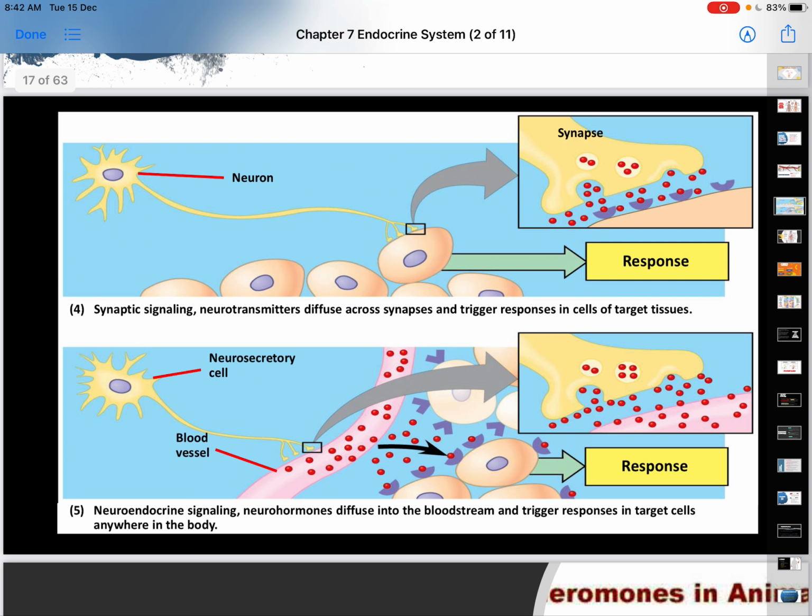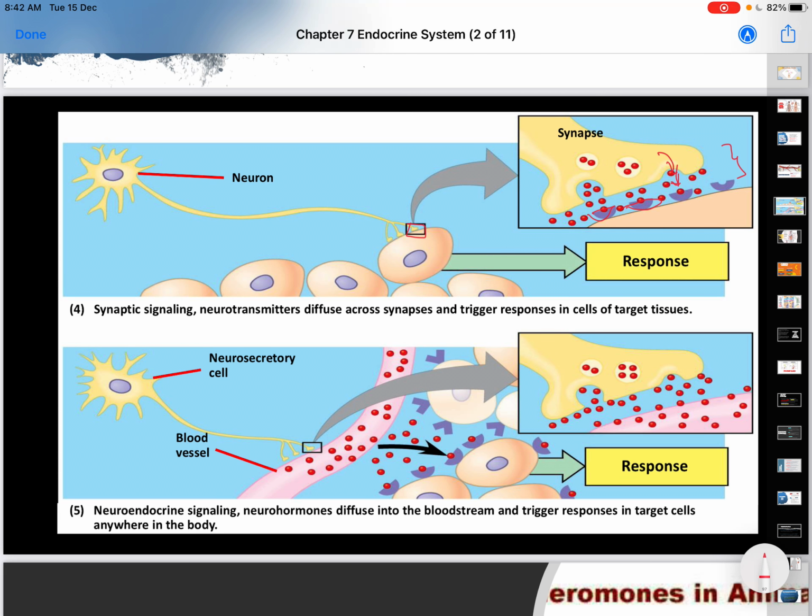Okay, so these are the examples in terms of diagram. For synaptic signaling, this is a neuron, and this is the cavity between the neuron and the target cells. This cavity we know as the synapse, where the neurotransmitter from the neuron will be diffused to the receptor on the target cell, and then they perform a response.